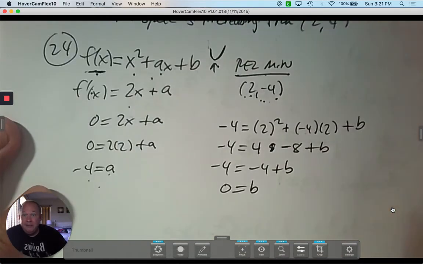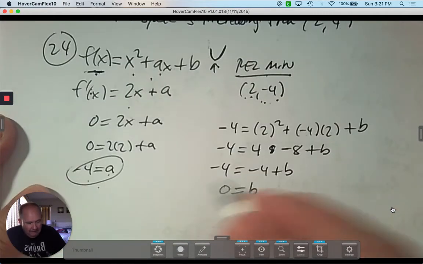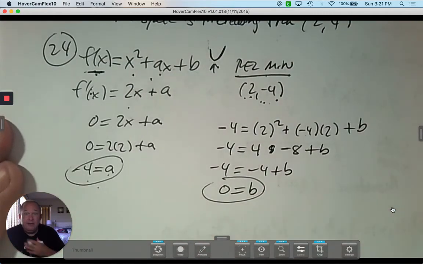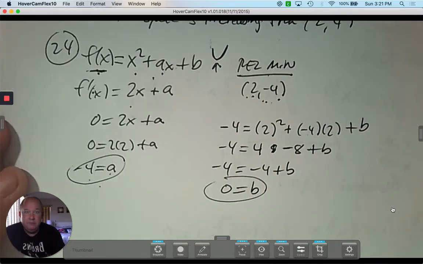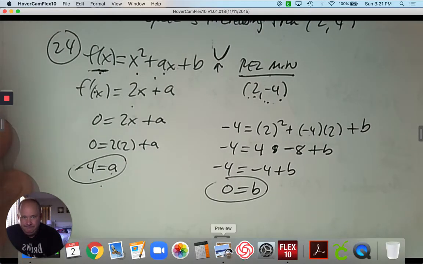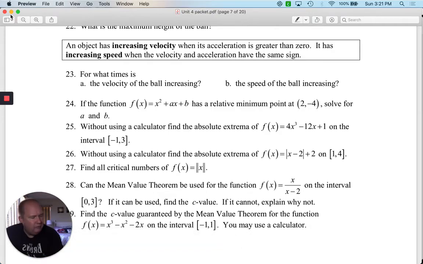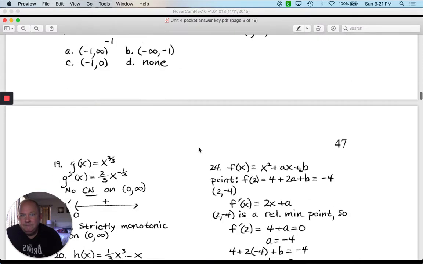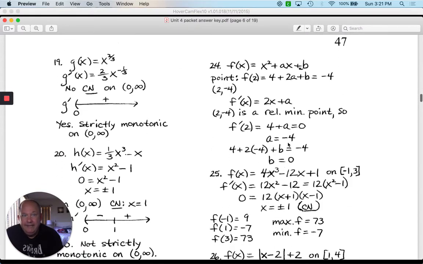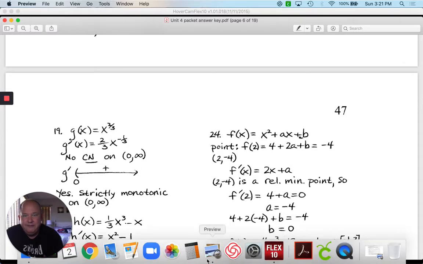So what value for a and for b gives me that information? I got a equaling -4 and b equaling 0. Let me just check my answer key to make sure I'm correct. This is for number 24. a equaling -4, b equaling 0. Perfect. All right, 25.